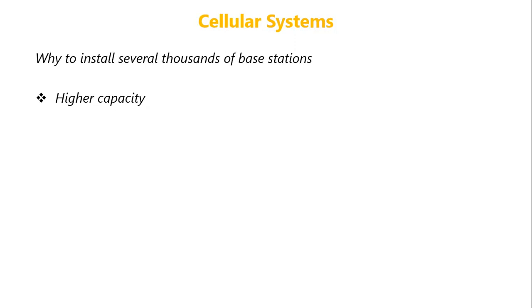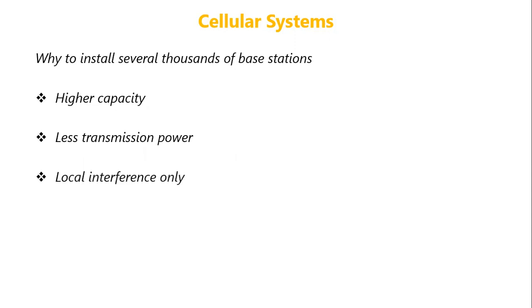So the key takeaway is, first, why we have several base stations instead of one: higher capacity. Here what we discussed is, one is frequency reuse, and another is that when you divide into multiple base stations, the number of users per base station will be limited, so we have better control.